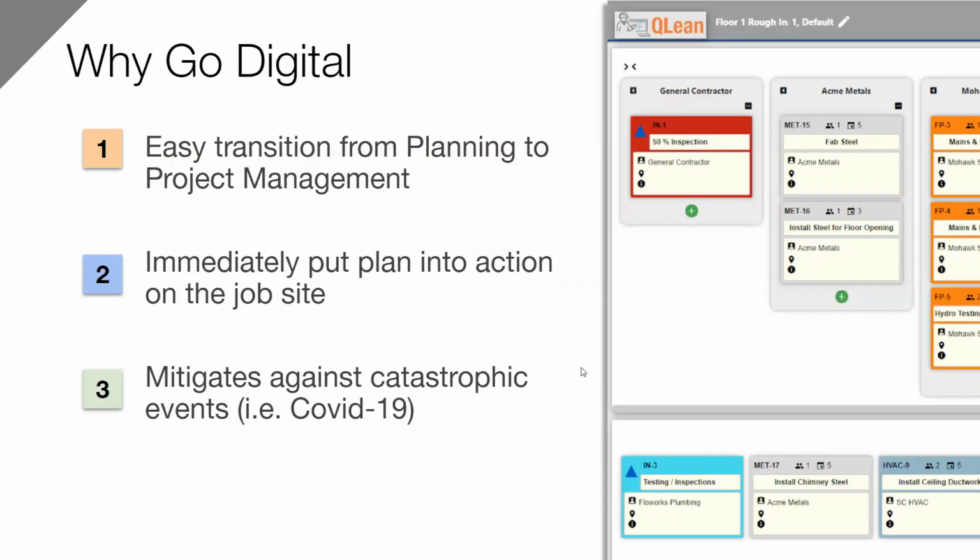And we have to add three. We have to add mitigates against catastrophic events. It's obviously not very good social distancing to do a pull plan right now in the same room. So this helps, being digital. We can use Zoom. We can use systems to do these planning aspects of the projects.